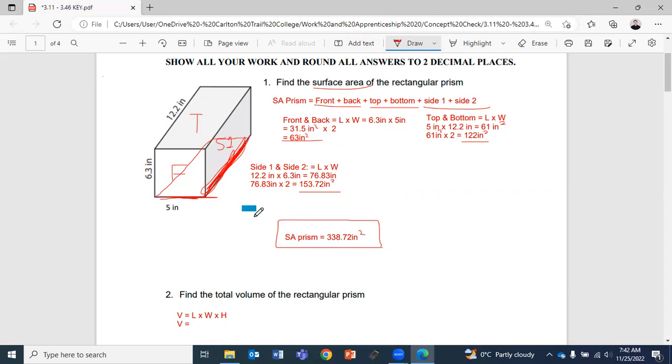That's the bottom. So the area of that shape, length times width, is 5 inches times 12.2 inches, right? Then I times it by my height, which is 6.3 inches. So that's all I need to do. And then I times all those together: 5 times 12.2 times 6.3. All of a sudden, I end up with 384. Volume equals 384.3 inches squared. Oh, it's cubed, right? This is cubed.